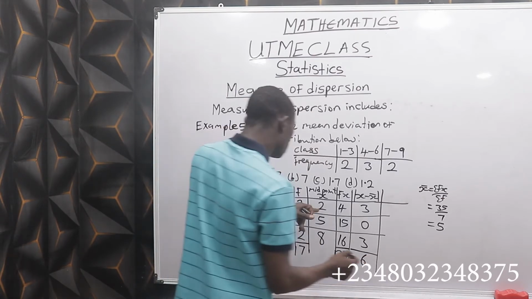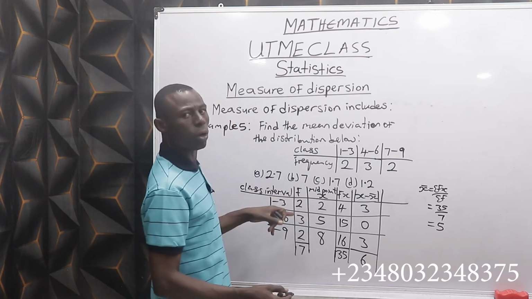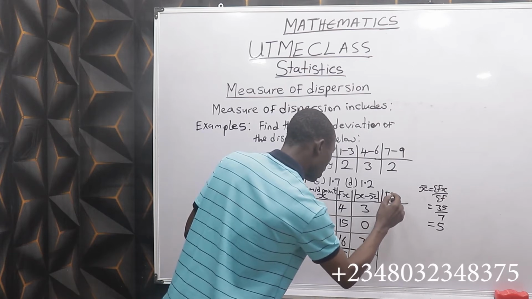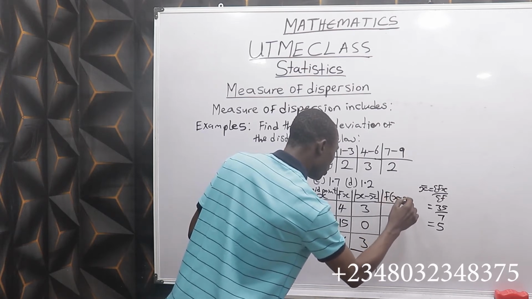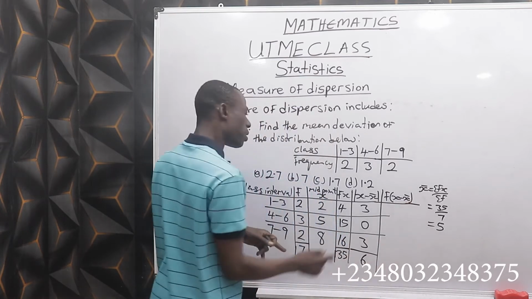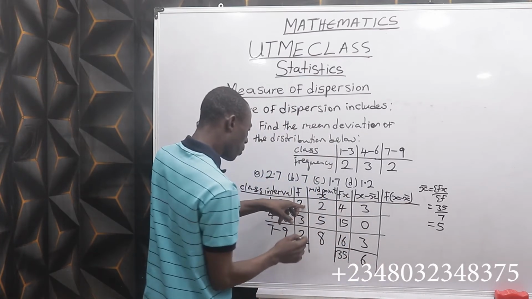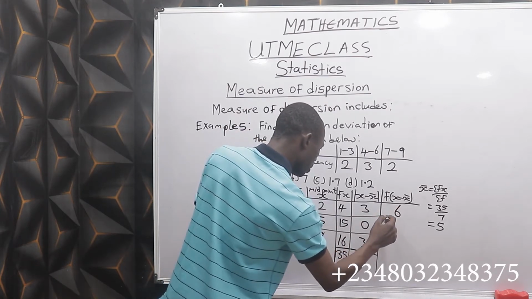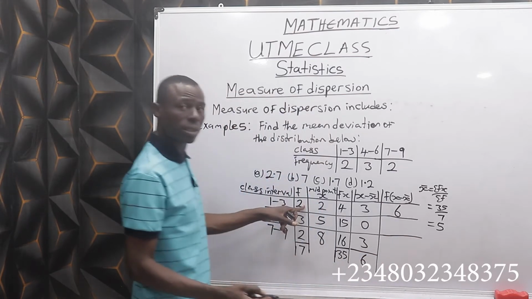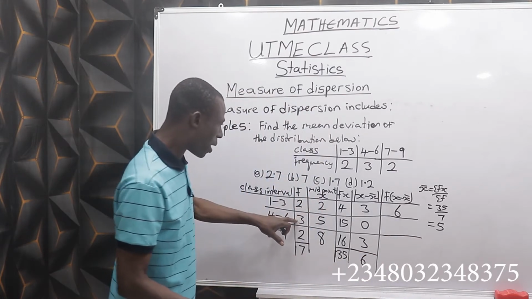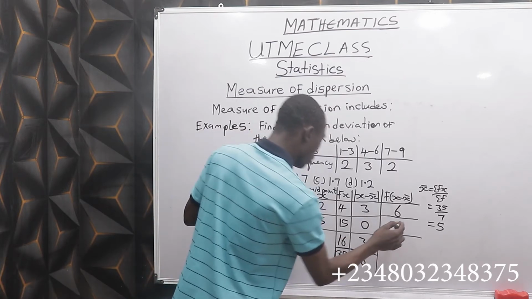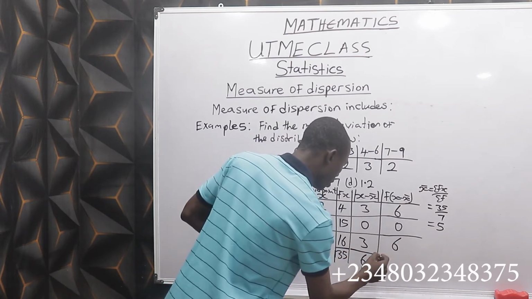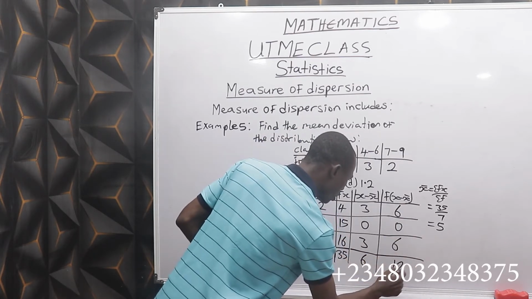That's what we have to find. But we have frequency column, so we will not use it just like this. We will now create frequency into x minus x bar. That is frequency times deviation. Your frequency is this. Deviation is 3. That is 6. Do you understand? Frequency is 3 here, times deviation 0 is 0. Frequency is 2 here, times deviation 3 is 6. Addition of this is 12.